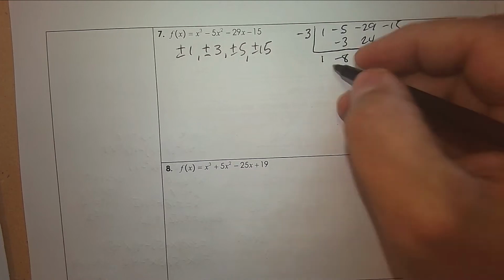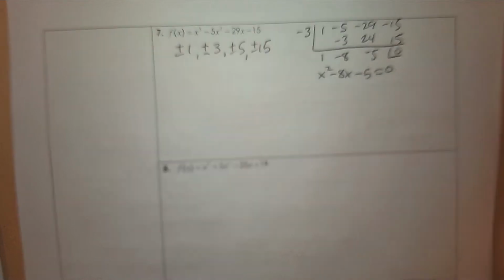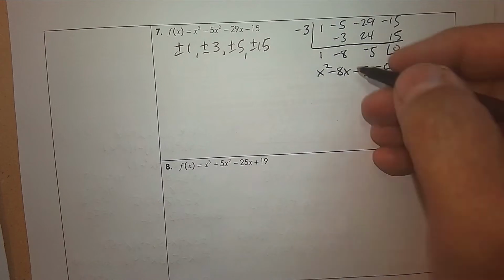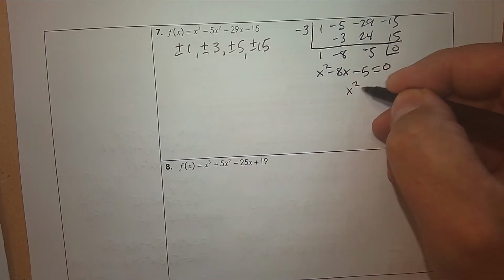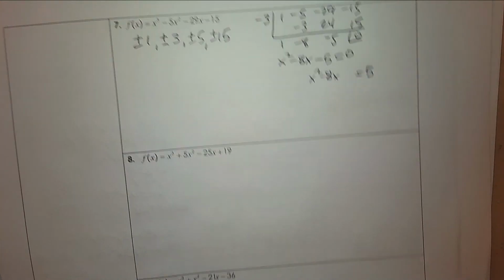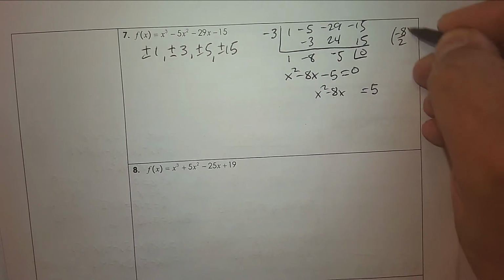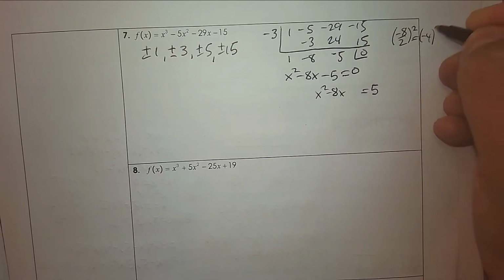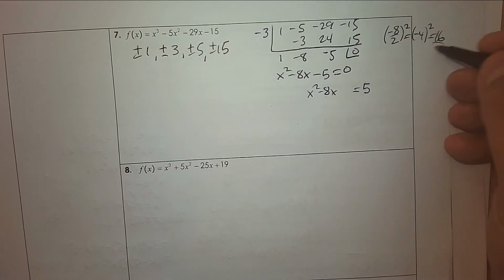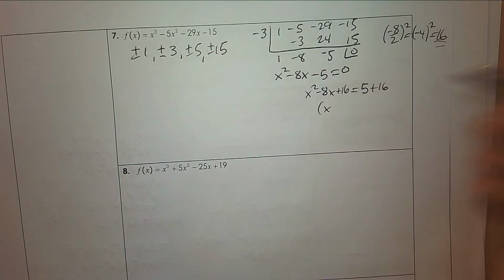Now what's left over is x squared subtract 8x subtract 5. Now that's not factorable. So I'm going to solve this by completing the square. You could also do the quadratic formula. So I'm going to add 5. Then I'm going to take negative 8. I'm going to do two things. With negative 8, I'm going to divide it by 2 and square it. So that's negative 4 squared, and that's 16. So 16 I'm going to add to both sides. But when I factor, I'm going to use the negative 4.